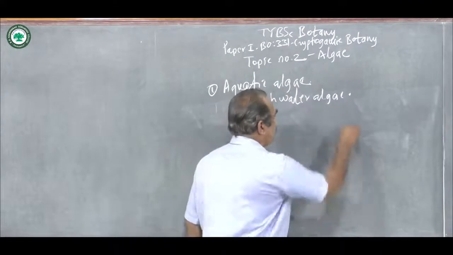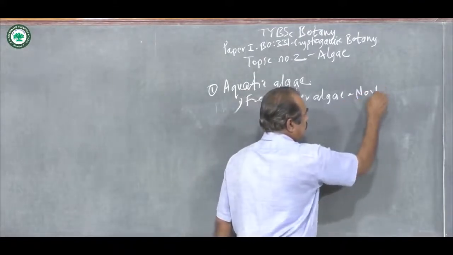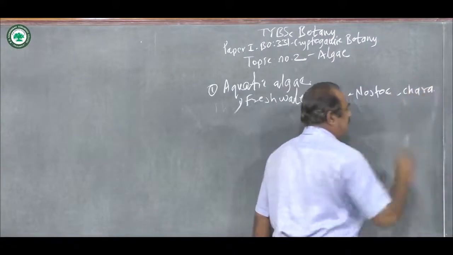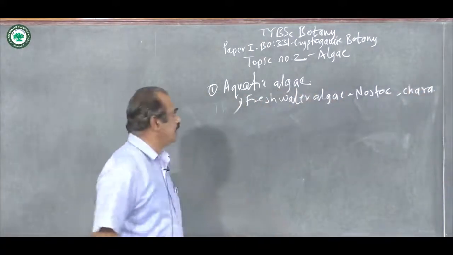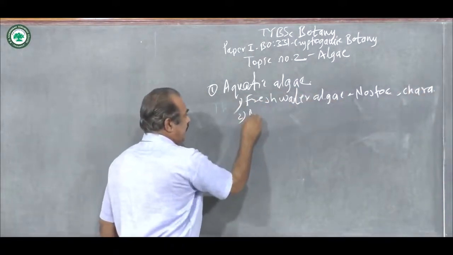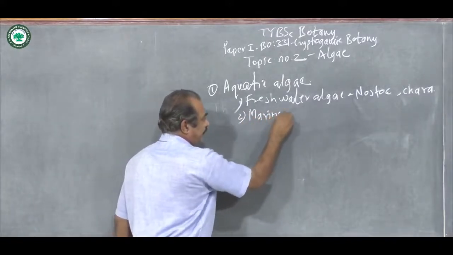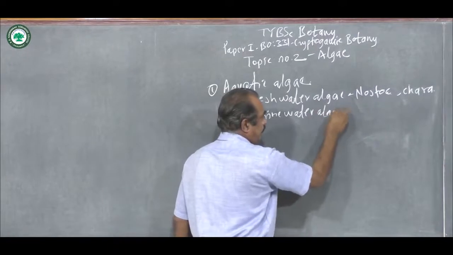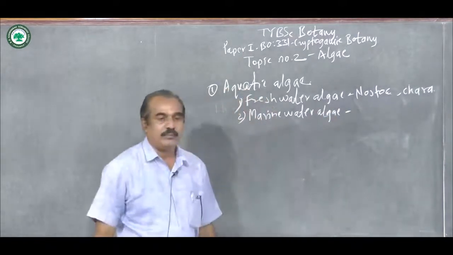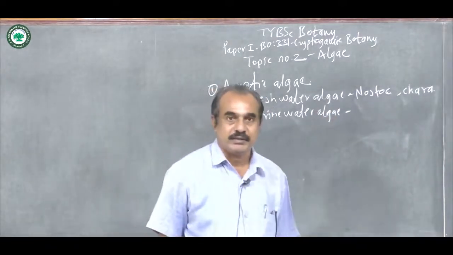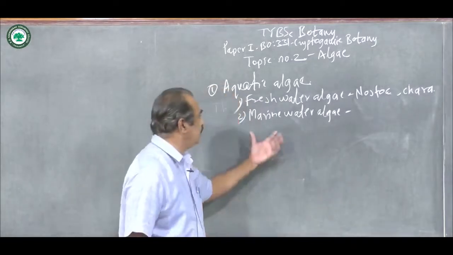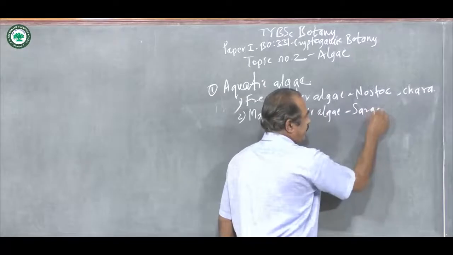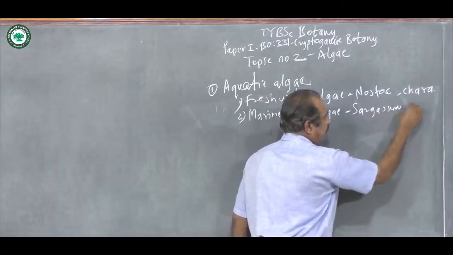For example, Nostoc, Chara. A number of algae are freshwater algae. And again there is the second type, that is the marine water algae. These algae are developed in salty water or in sea water. Such types of algae are called marine water algae. For example, Sargassum and Ulva.